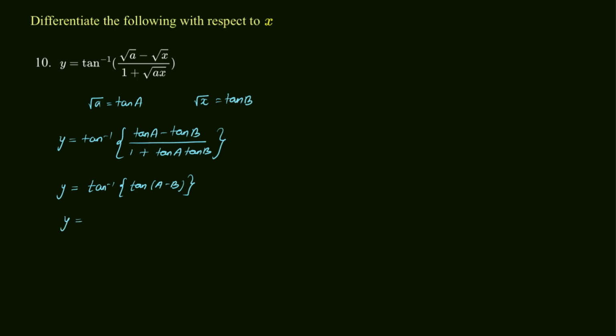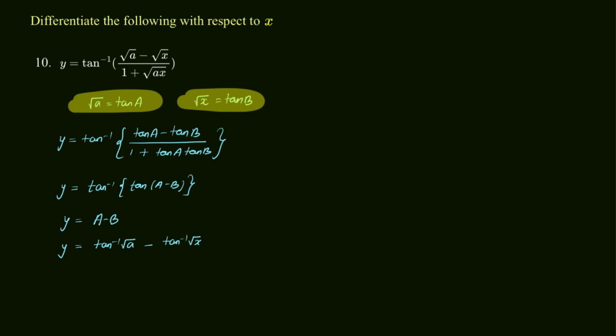So y equals tan inverse of tan theta, which is theta only. So y equals A minus B. Now let us put back the value of A and B. Since root a equals tan A, A can be written as tan inverse of square root of a, minus, since square root of x equals tan B, therefore B equals tan inverse of root x. Let us differentiate both sides with respect to x. Then, see, a is a constant here, that means tan inverse of root a is constant, so the derivative of that portion is 0.